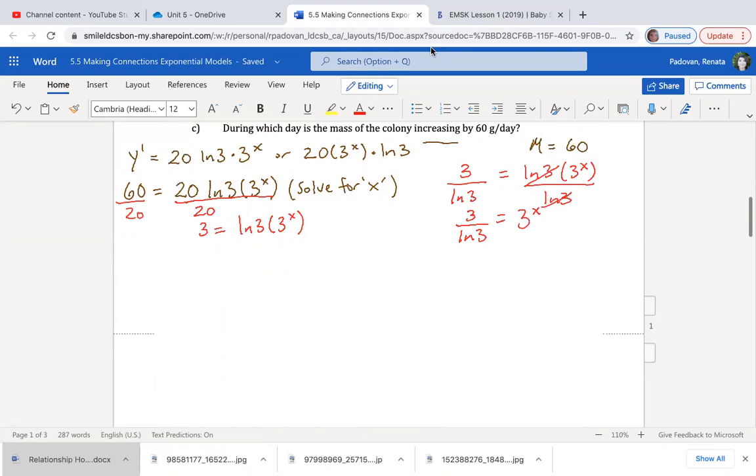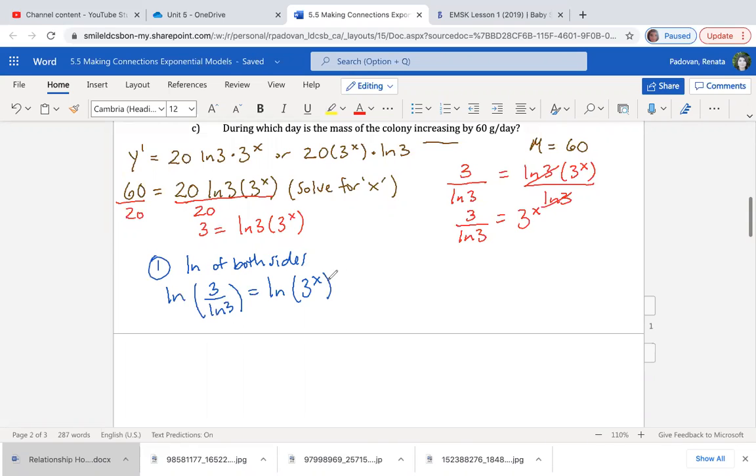Perfect. Okay, so I'm going to do this in different colors to show you the different ways, and you can choose which way you like the best. One way is I'm going to take the ln of both sides. So the ln of the left side, the ln of 3 over ln of 3, is equal to the ln of 3 to the exponent x.